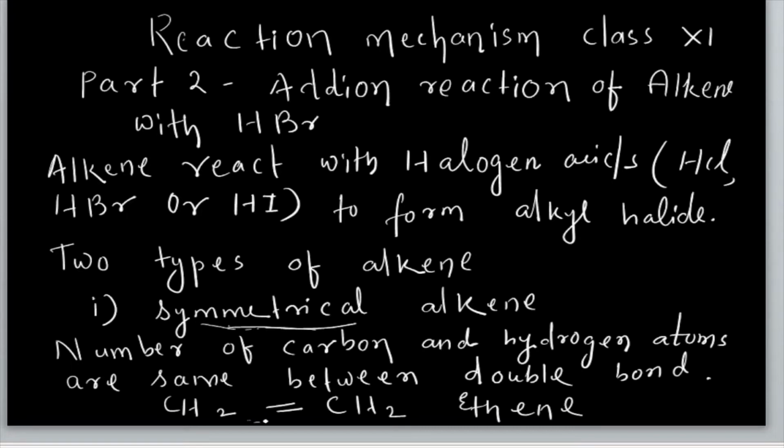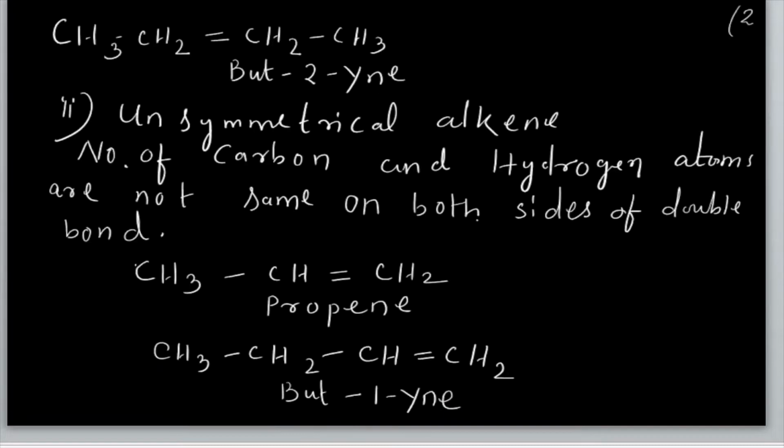Now you can see this is the example. The symmetrical alkene here is CH2 double bond CH2. Count here: right side 1 carbon, 2 hydrogen, left side also 1 carbon, 2 hydrogen. What is the name of CH2 double bond CH2? That is called ethene.